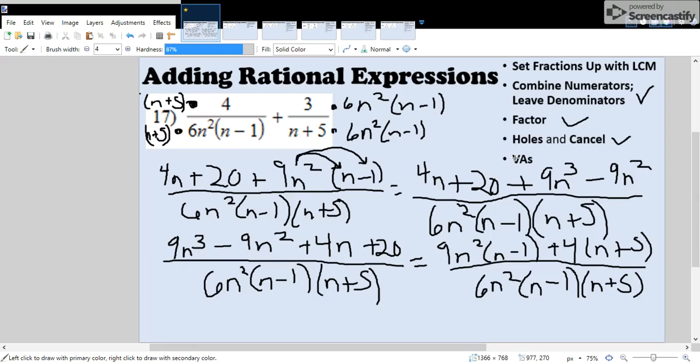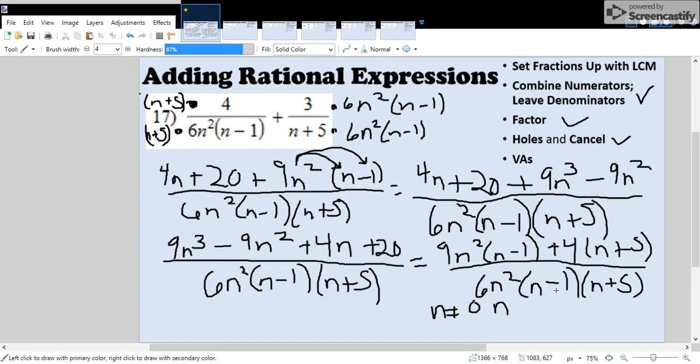So for vertical asymptotes, we just set the denominator equal to 0. So n squared equals 0 when n equals 0. So that means we have a vertical asymptote at n equals 0. That's one of our excluded values.